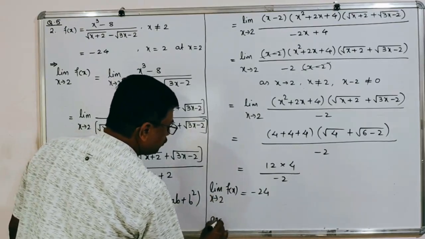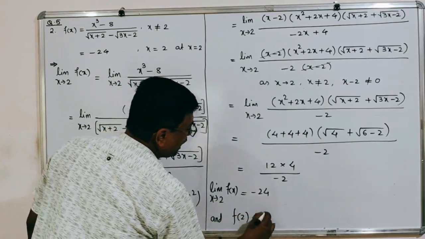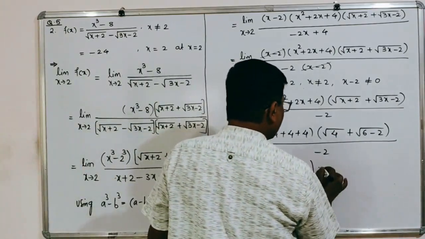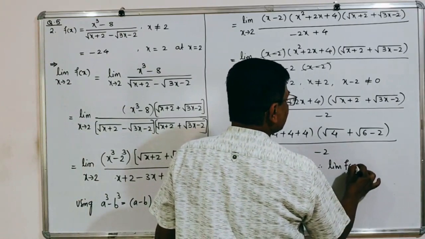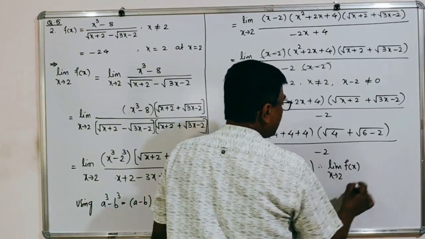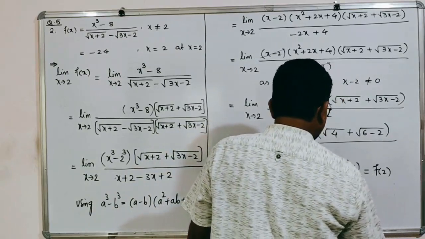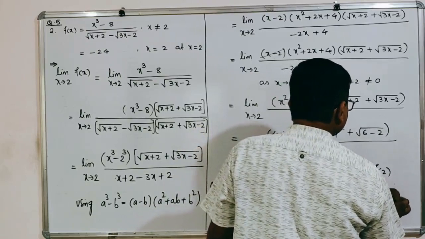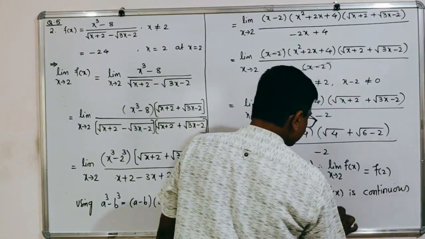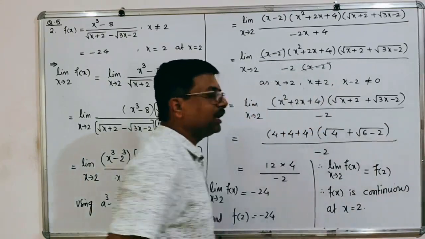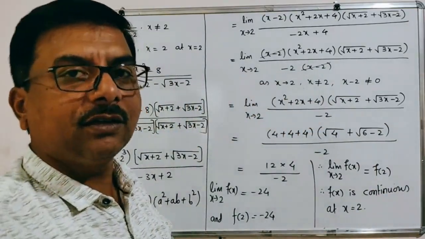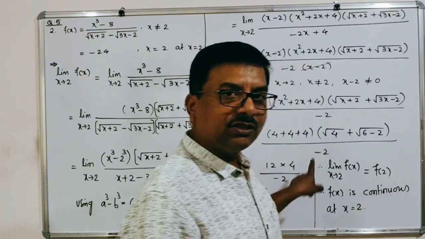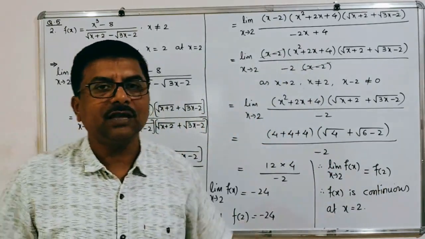और f of 2 भी दिया है आपको, f of 2 भी दिया है माइनस 24. यहाँ पे f of 2 इज माइनस 24. हेंस वी कैन से दैट लिमिट ऑफ f of x एज x टेंड्स टू 2 is equal to f of 2. Hence we can say that f of x is continuous at x is equal to 2. x is equal to 2 के लिए ये वाला फंक्शन कंटिन्यूअस हो गया. क्यों कंटिन्यूअस हो गया? तो लिमिट की वैल्यू और फंक्शन की वैल्यू सेम है, तो फंक्शन कहेंगे कंटिन्यूअस एट दैट पॉइंट.